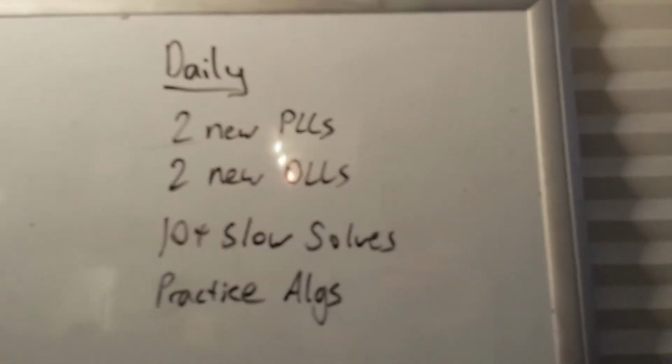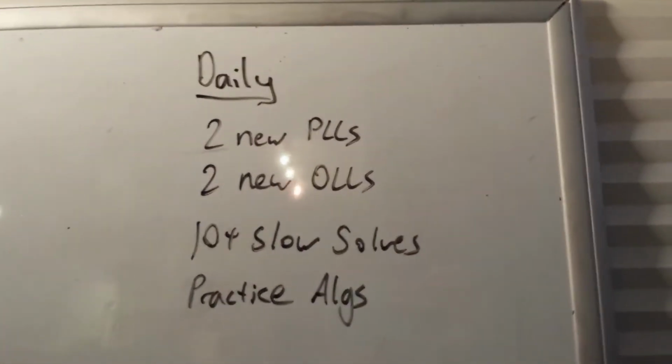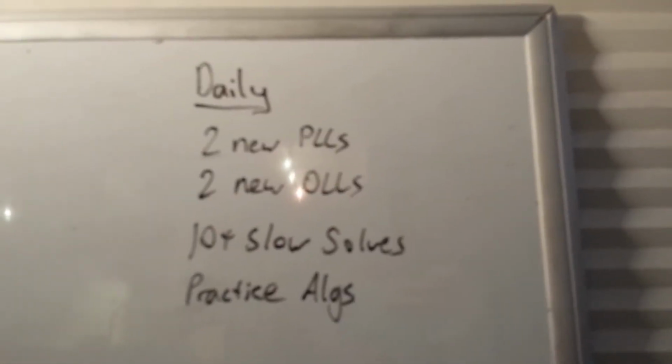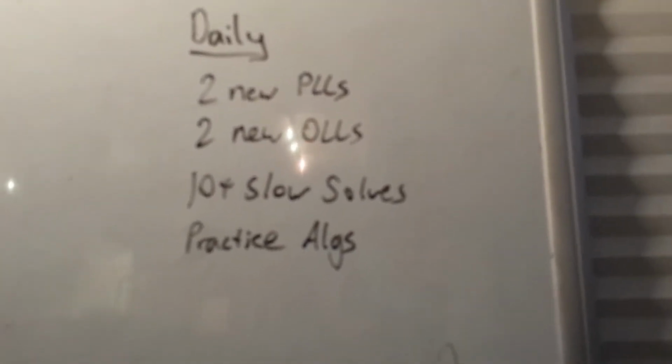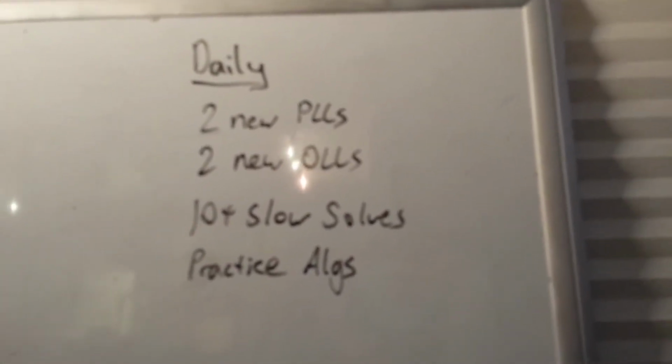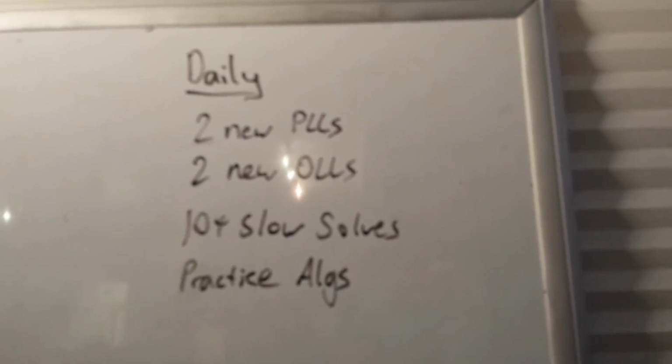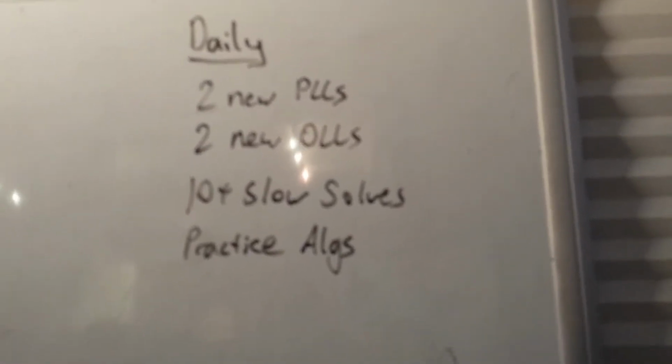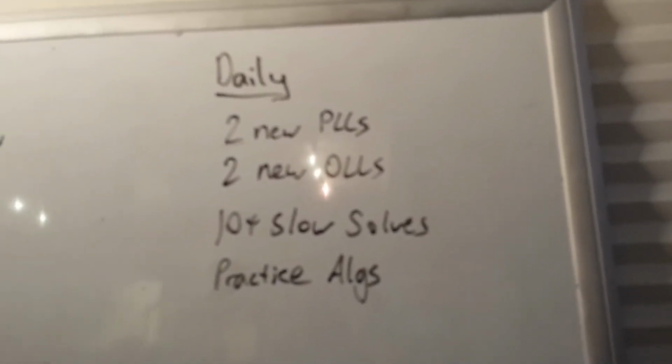Step 2 is decide what to do at that time. Alright, so I'm planning out my schedule here. I'm thinking every day we'll try and learn two PLLs, 2 OLLs. I'll try and do at least 10 slow solves where I really think through whether I'm doing it right, not necessarily focusing on being fast. And then I gotta go through and practice all the algorithms to get them in muscle memory.